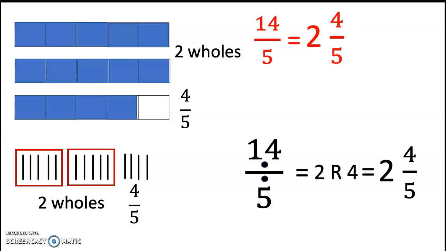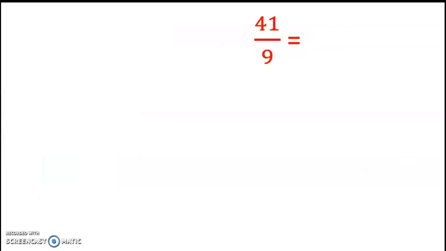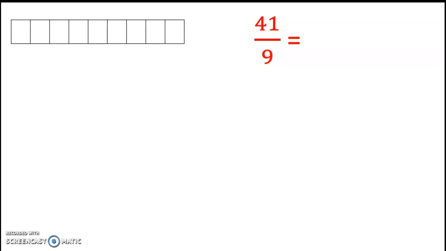Let me show you another example. If I had 41/9, if I was doing the very first strategy of drawing out models using fraction bars, I would need to divide it into 9ths. Then I'm going to count all the way up to 41.